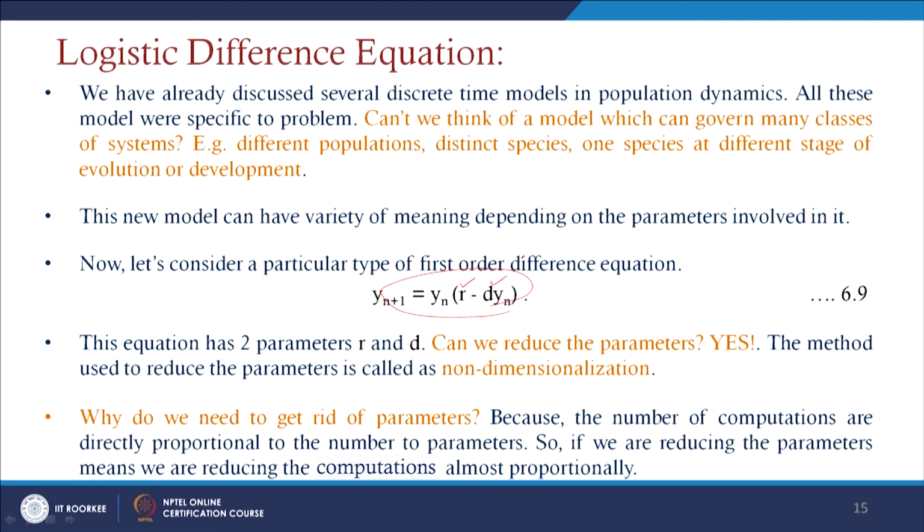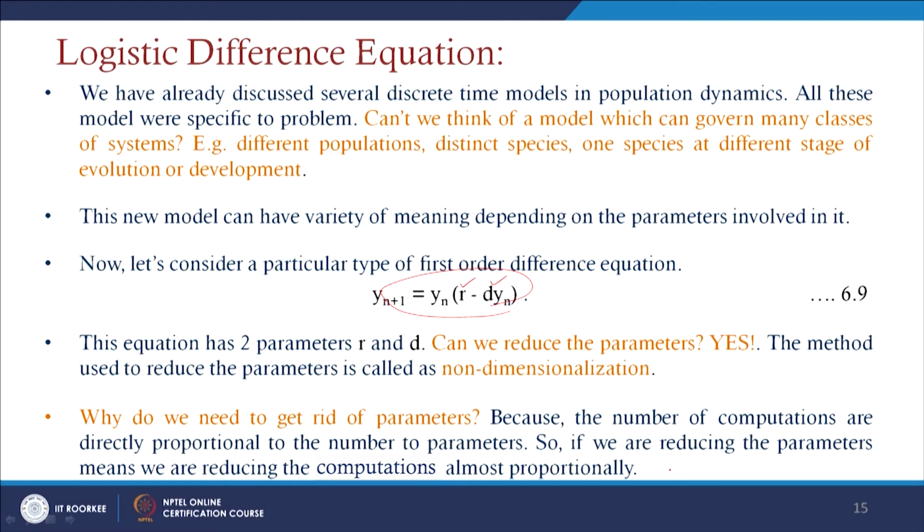Why do we need to get rid of these parameters? Sometimes it is necessary, since we will have a number of unknown parameters involved in certain equations, and the number of computations is directly proportional to the number of parameters. So, if we reduce these parameters, then we also reduce the computations.